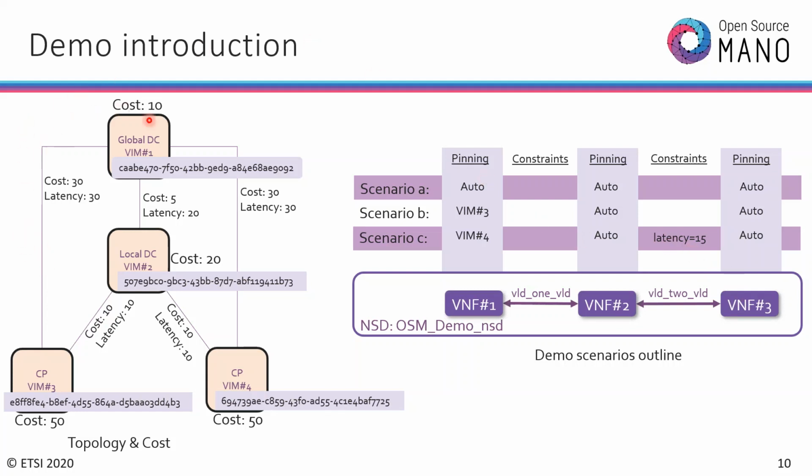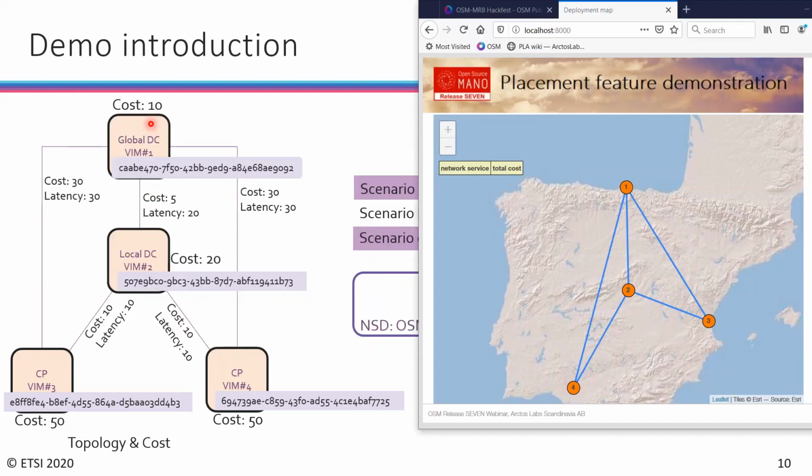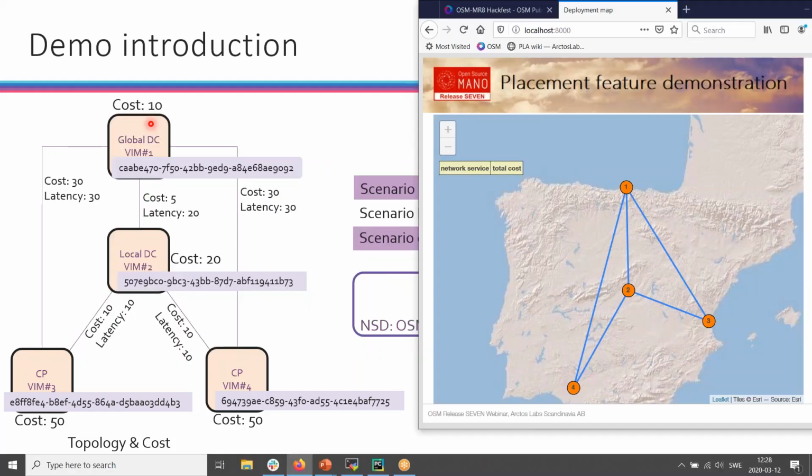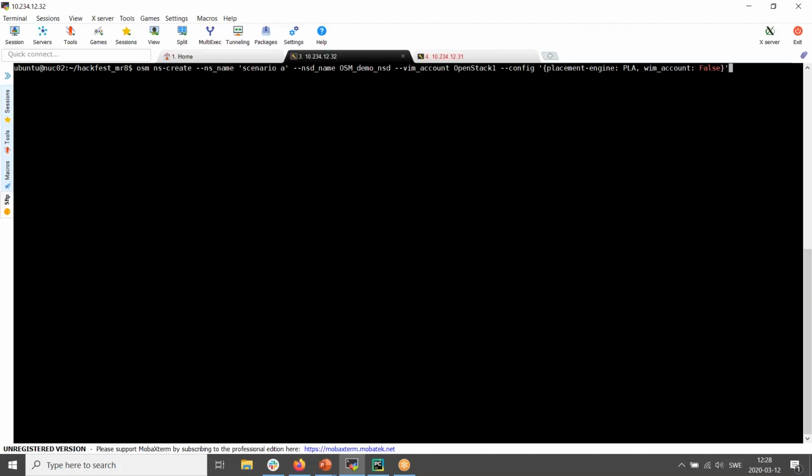So this is the model that we have now. We have this global data center, a local data center, and two different customer premises, following the model in the white paper. Then they have different kinds of link characteristics with costs and different kinds of latency in this case, and the VIMs also have costs for deploying a specific VNF to them. In order to make it easier to follow and see where things end up, we have this map where we show these things. So we can switch here.